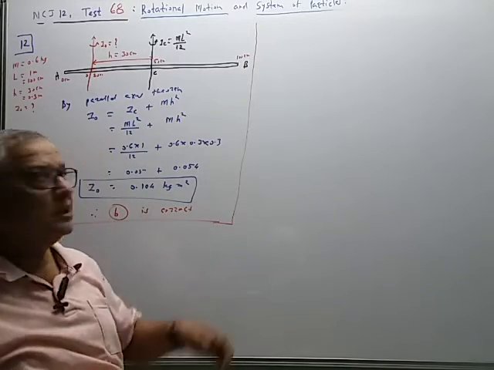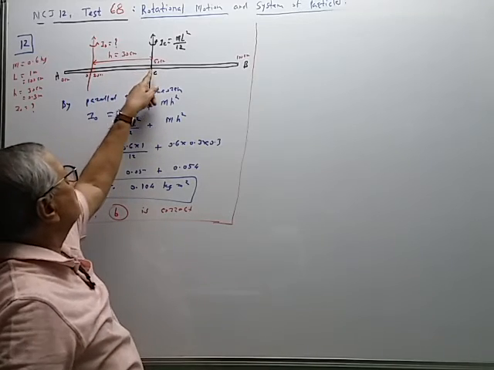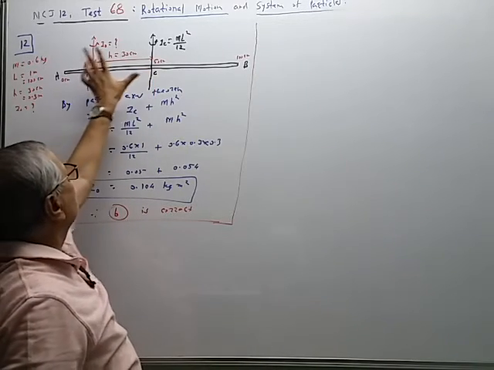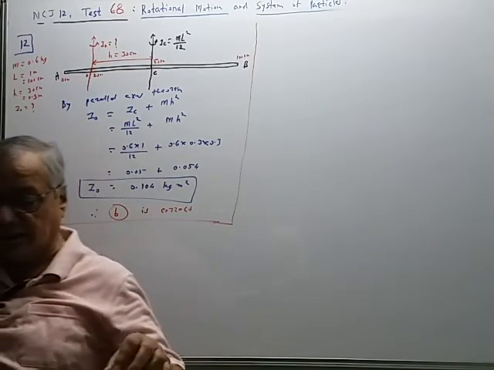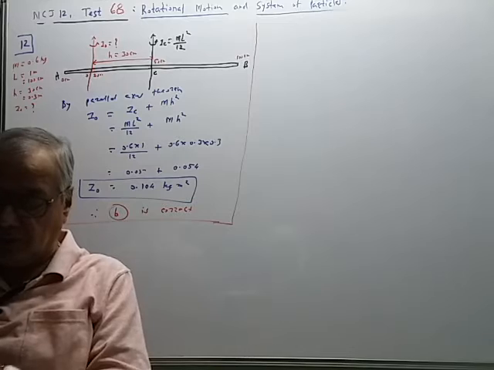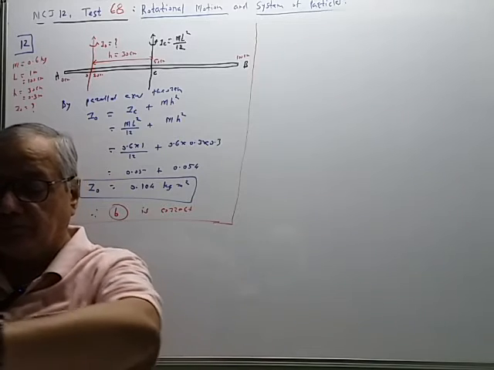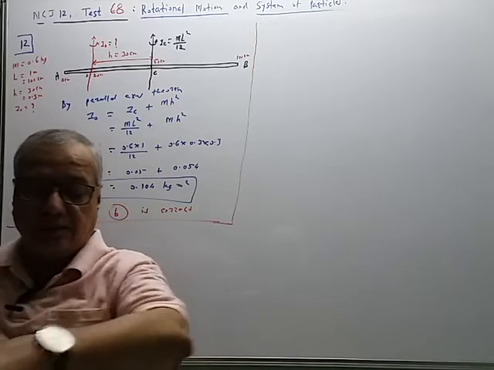So H is the distance between the two parallel axes. This is the 50 centimeter position, this is 20. So this distance is equal to 30 centimeter. Like this. Next, problem number 13.